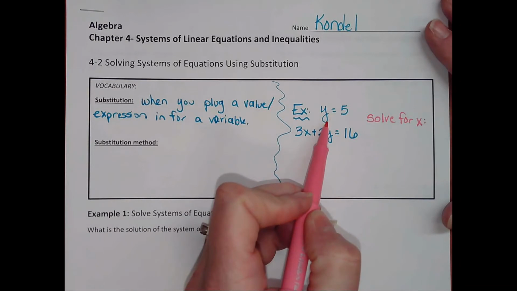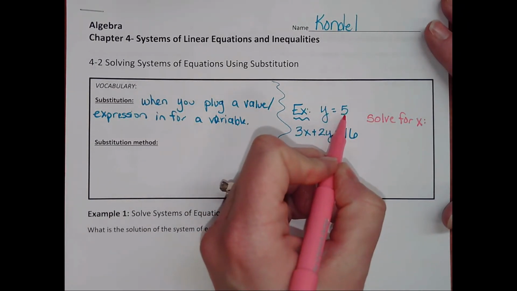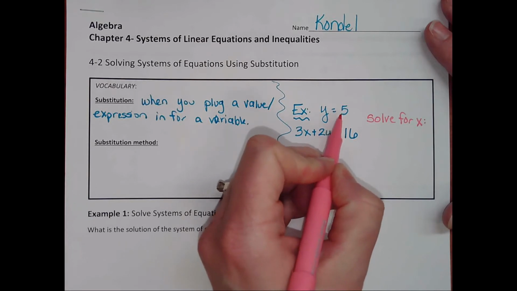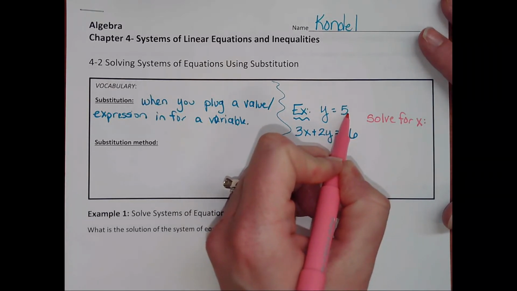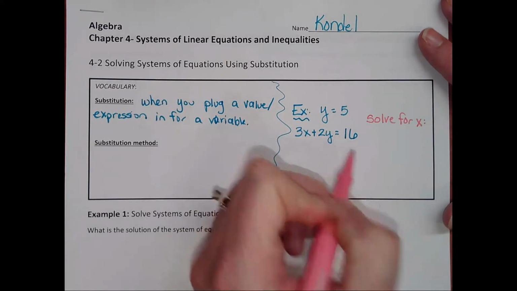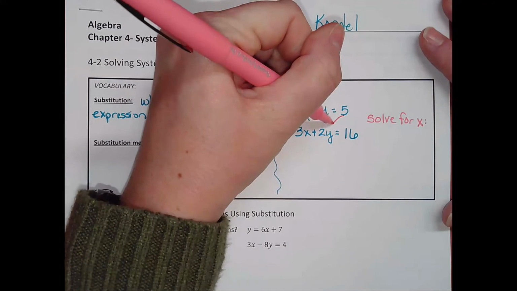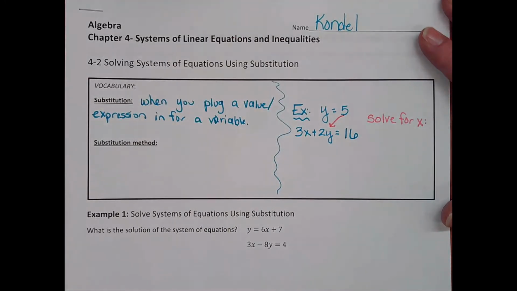This equation is already solved for y, and this says y equals 5. So that means that I am going to take a 5 and substitute or plug it into the other equation wherever I see a y. So I'm going to take this 5 and I'm going to plug it in, substitute it in right there.